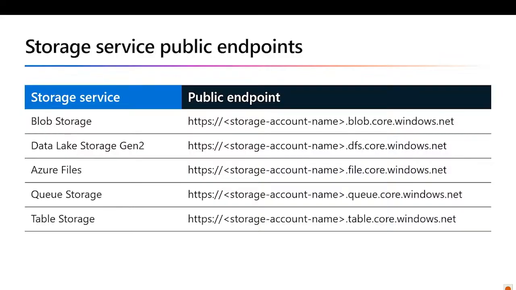For each of these services, you'll notice that the public endpoint will be a little bit different based on the type. For example, for accessing blob storage, the endpoint is https:// the name of your storage account, dot, followed by the word blob, followed by core.windows.net. For the Data Lake Storage Gen 2 type, the URL has the word DFS in it. For Azure Files, it's file. For queue storage and table storage, their URL will have the word queue or table in it respectively.